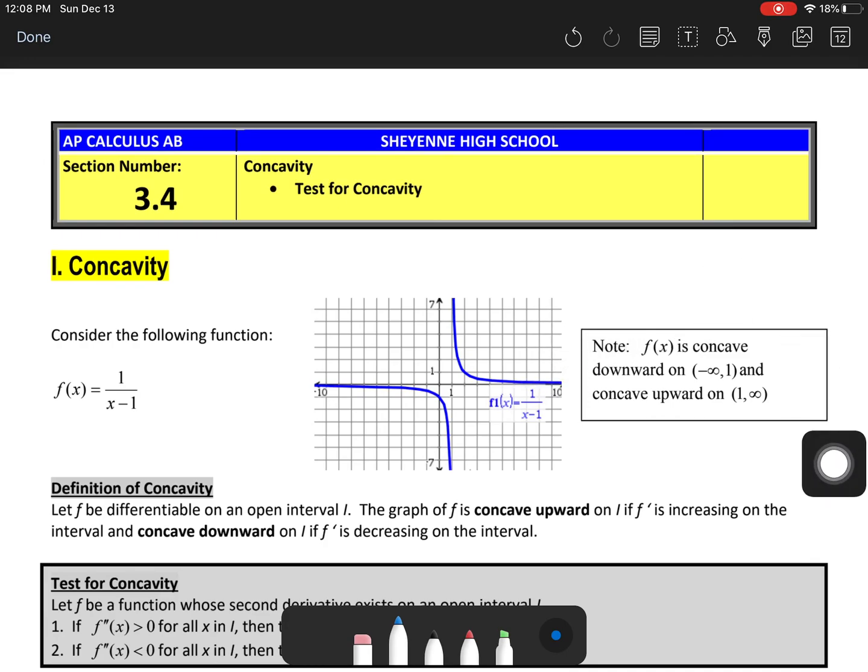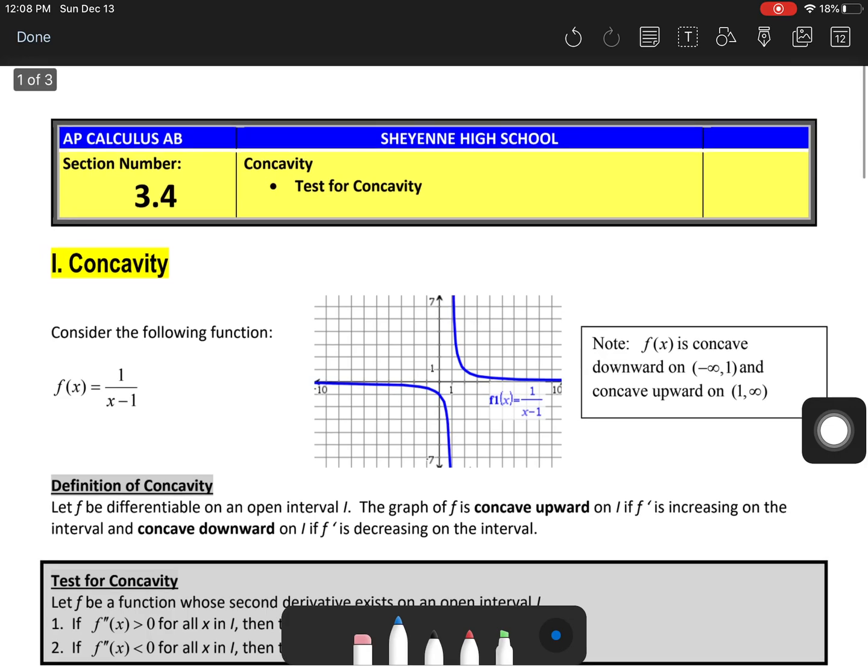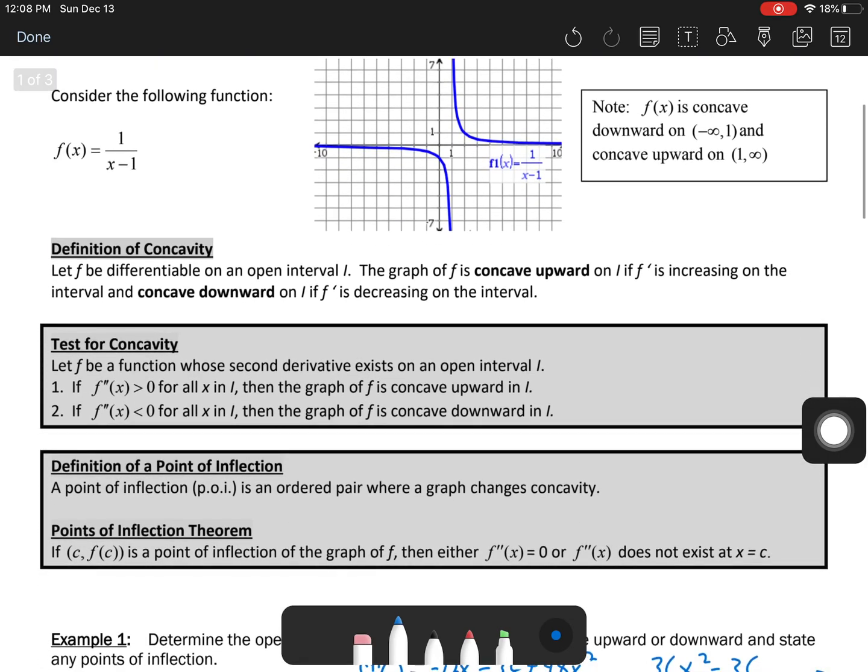Okay, so hopefully you can visualize the difference between concave up and concave down from that graph, and to distinguish between the fact that decreasing doesn't necessarily mean concave down. It can, but here we're also decreasing and we're concave up. All right.